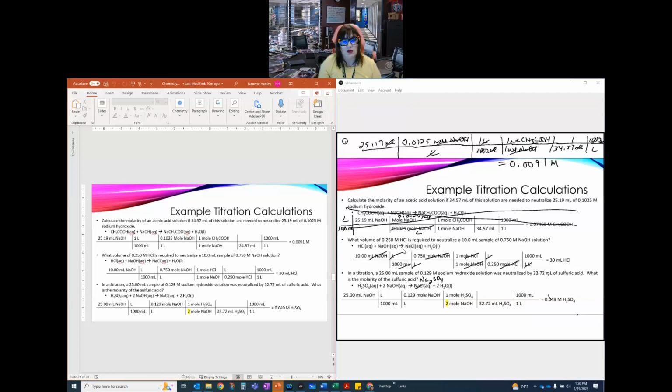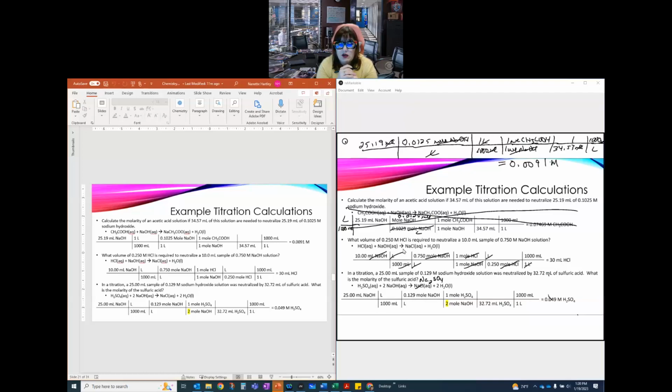So I have 2 Na's on my product side. I need to multiply NaOH by 2 to get 2 over there. So then I have 2 H's, 1 SO4, 2 Na's, 2 OH's. That means I make 2 H2O as my product. So notice the stoichiometry here is not 1 to 1, it's 1 to 2. So we need to make sure that we're dealing with that when we do these conversions.